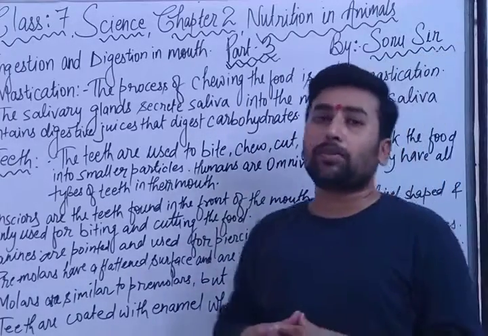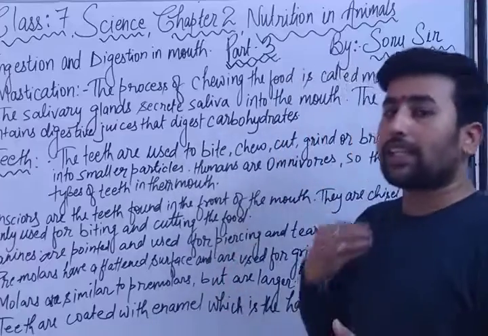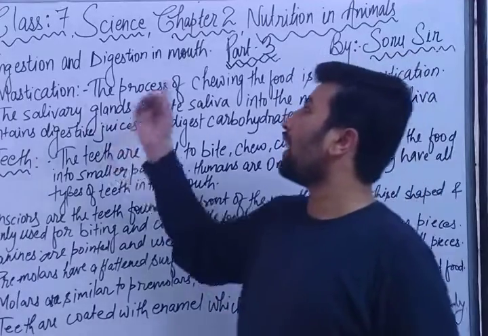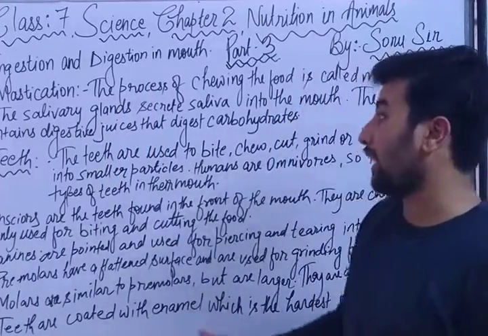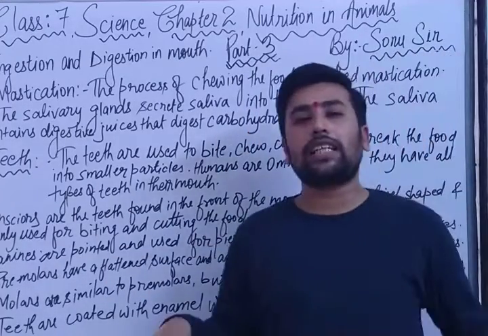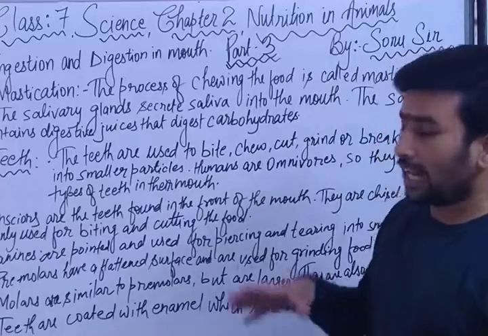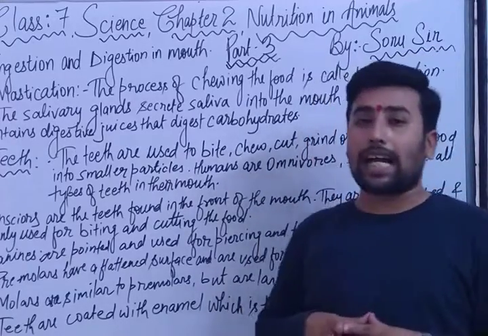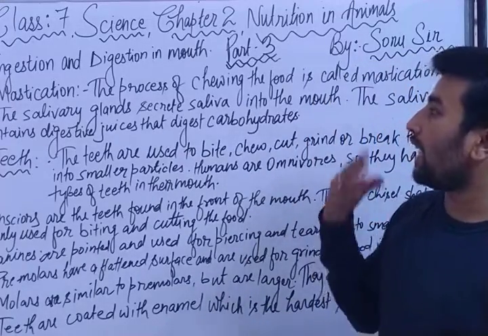All the different types of animals take their food in the mouth. So ingestion and digestion happen in the mouth. Today our topics are mastication, salivary glands and teeth. Especially we will describe the teeth and the types of teeth. Okay, so let's start with ingestion and digestion in the mouth.